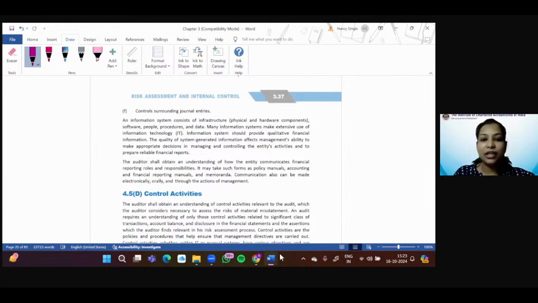Now, first of all, what is included in information system? Tell me quickly, send in your replies. What is included in information system? What all is included in information system? Quickly send in your replies. Swati, Bhumika, Ayushi, Om. Swati saying software, absolutely correct. Others also please reply.